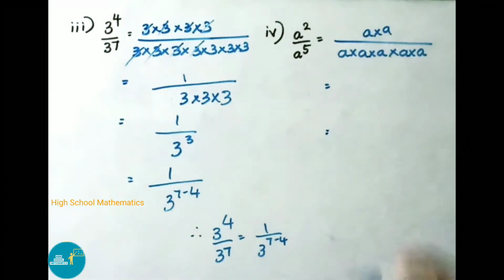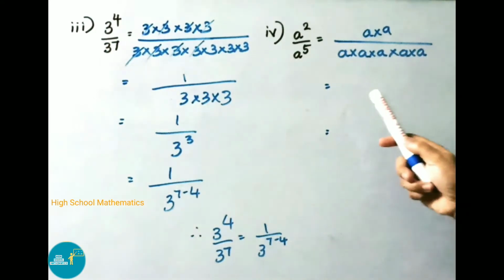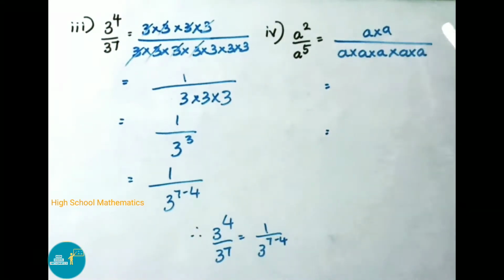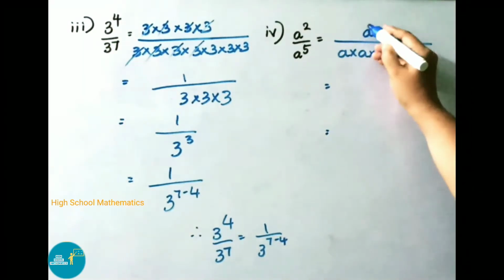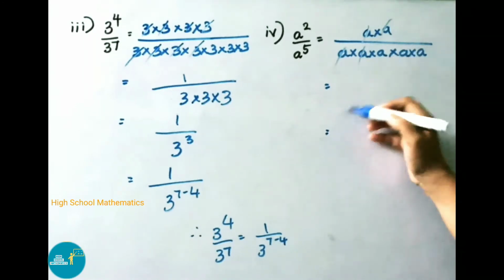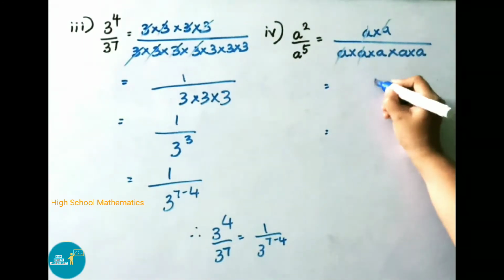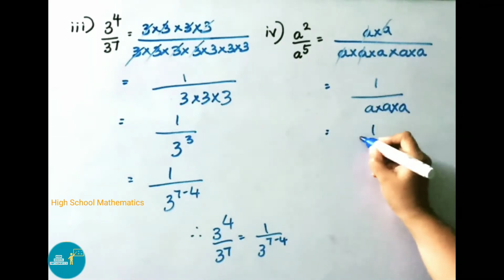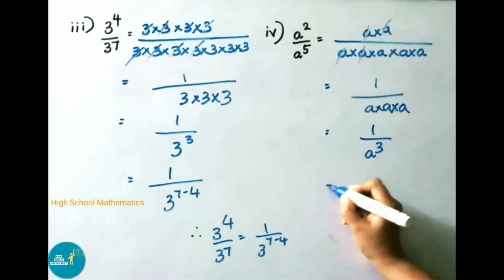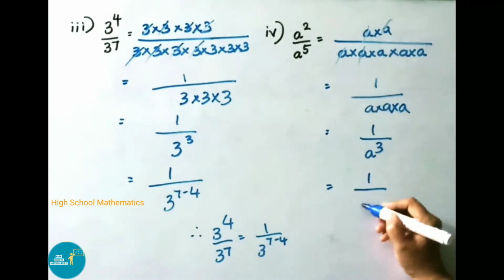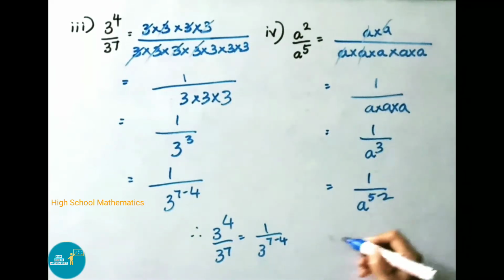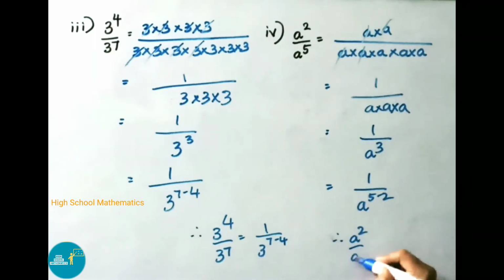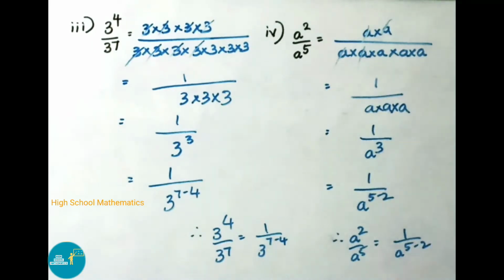Let us see the fourth sum, a power 2 by a power 5. That equals a square, which means a multiplied 2 times, by a power 5, which means a multiplied here 5 times. Let us do cancellation. A cancelled, again a cancelled. So that equals 1 by the denominator 3 times a. That equals 1 by a power 3, where 3 can be written as 5 minus 2. Therefore, a power 2 by a power 5 can be written as 1 by a power 5 minus 2.